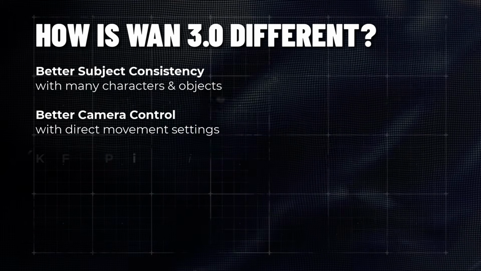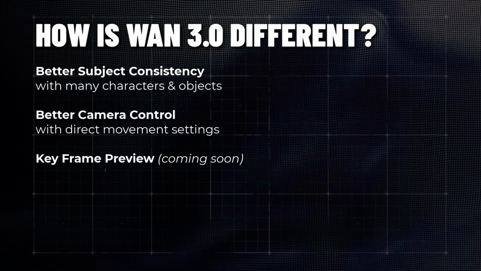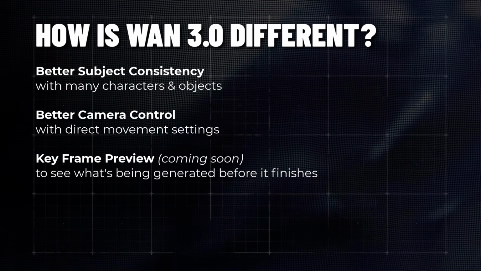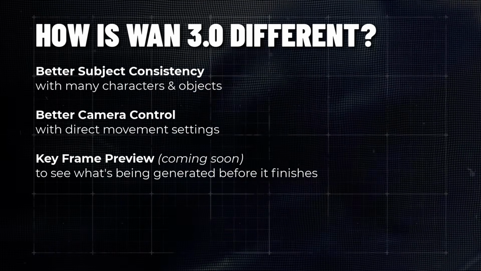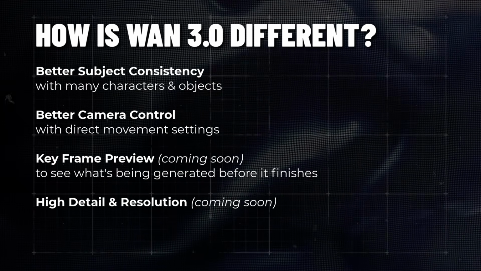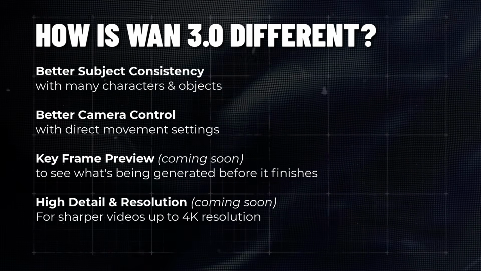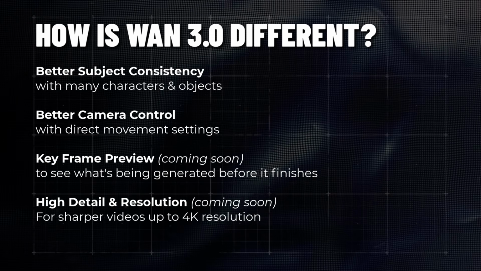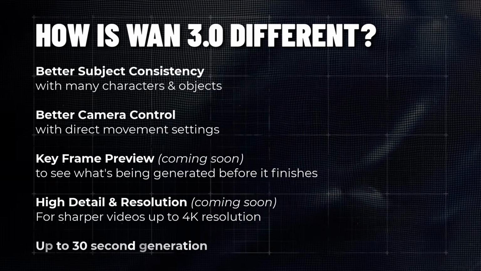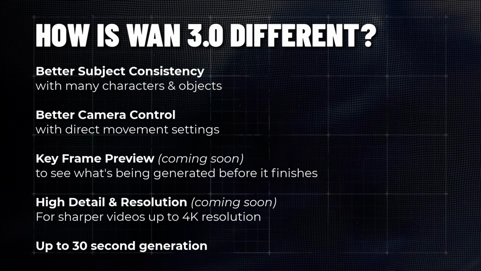There's also the keyframe preview, where keyframes of the generation are being previewed before the shot is finished generating, but also you have high detail and resolution. So instead of just 1080p, we can go up to 4K resolution. But what's really cool is we can generate up to 30-second videos using WAN 3.0. But in order to get started, I'll show you how you can start using WAN 3.0 so you get a bit of an idea of how it works before you start generating some of these videos for yourself.